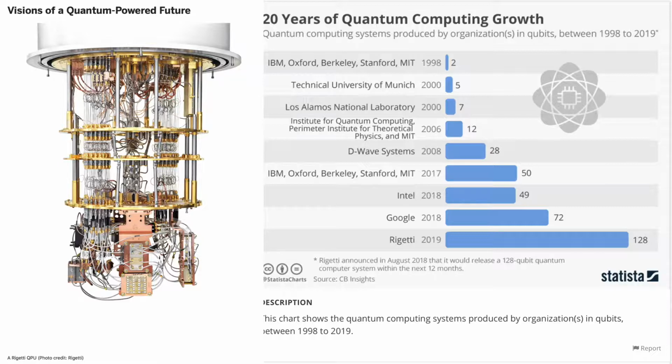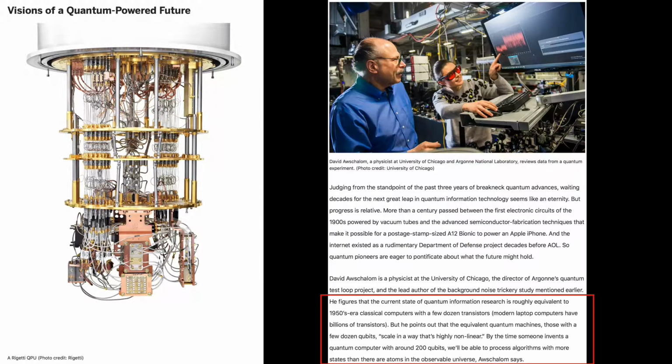This is quantum computing growth by Statista. We can see Intel, Google, and Rigetti. They say that probably Rigetti will be bought up by Google, and the Rigetti machine then will be the most advanced quantum-powered computer. This is David Avshalom, and he is from University of Chicago. He figures that the current state of quantum information research is roughly equivalent to 1950s era classical computers with a few dozen transistors. But he points out that the equivalent quantum machines, those with a few dozen qubits, scale in a way that is highly nonlinear. By the time someone invents a quantum computer with around 200 qubits, we will be able to process algorithms with more states than there are atoms in the observable universe.